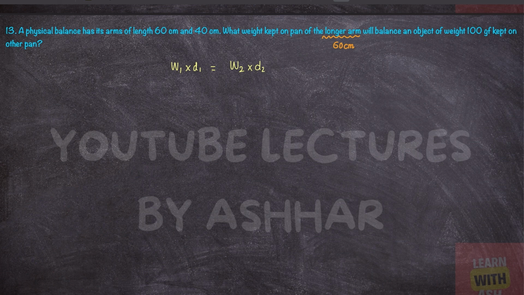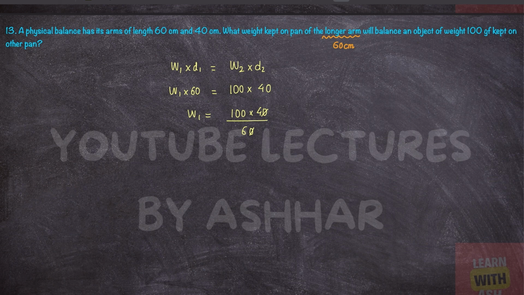So now starting off with the first thing, what weight kept on the longer arm? The longer arm is the 60 centimeter one. The weight is unknown to us, write 60 as it is. After that, it will balance an object of 100 gram force, so 100 multiplied with the other end. Now to the other end means I have to write 40 over here. As simple as that. So the weight must be 100 multiplied with 40 and divided by 60.